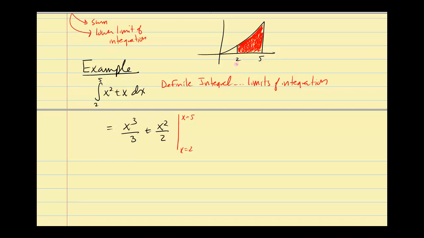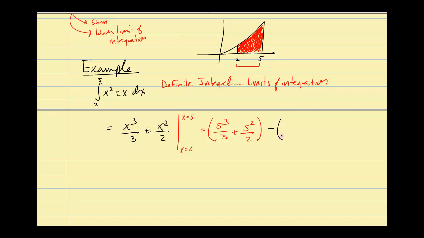Just like if I were to find the distance up here between 2 and 5, I take my right endpoint, my upper minus my left. So I'll do the same thing here, and I'll plug 5 into my solution. So I'll have 5 cubed over 3 plus 5 squared over 2. That's my upper. Now I need to subtract out my lower.